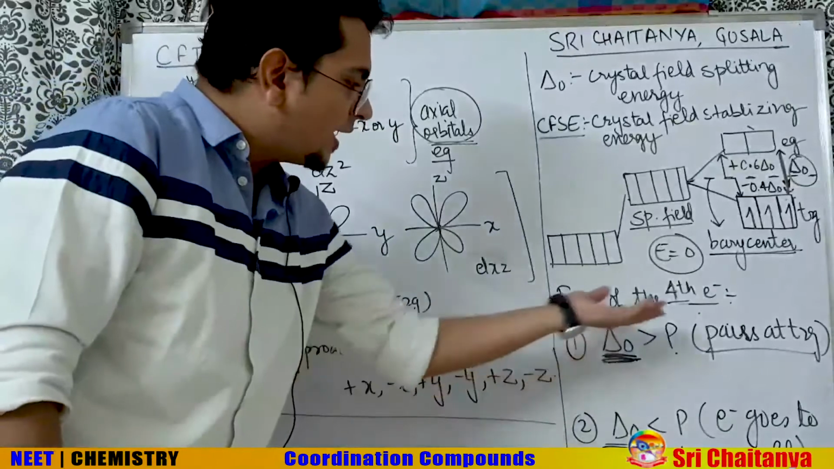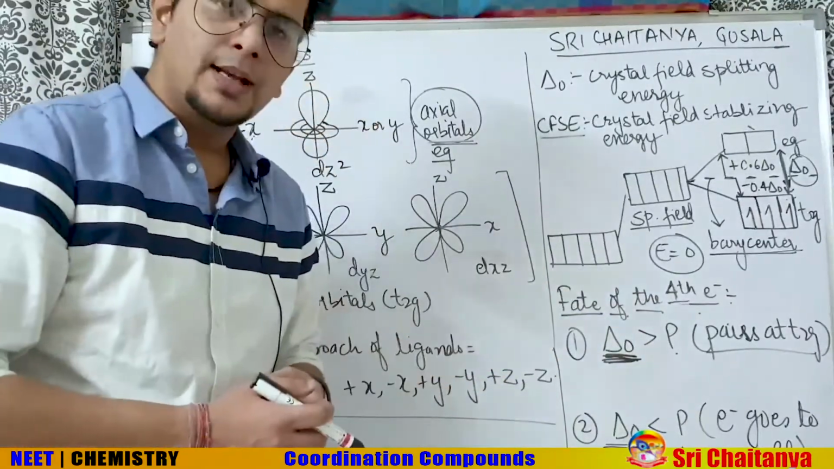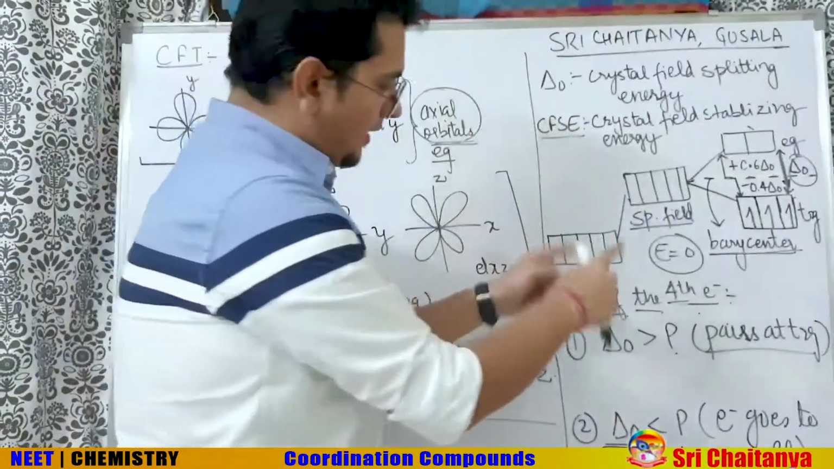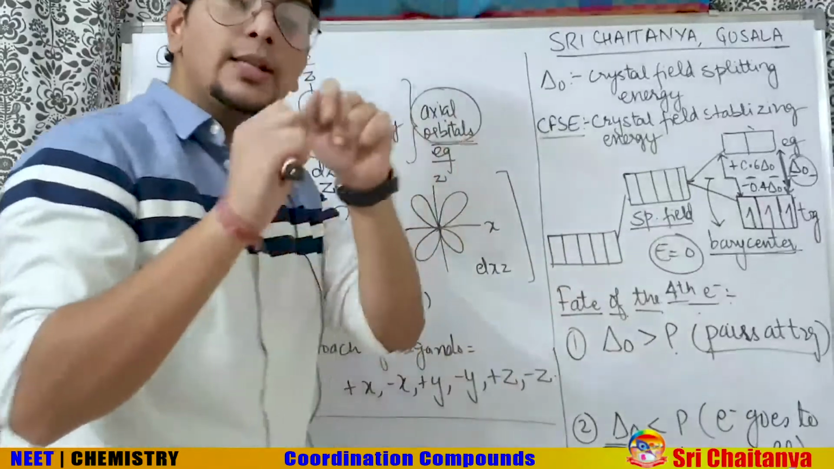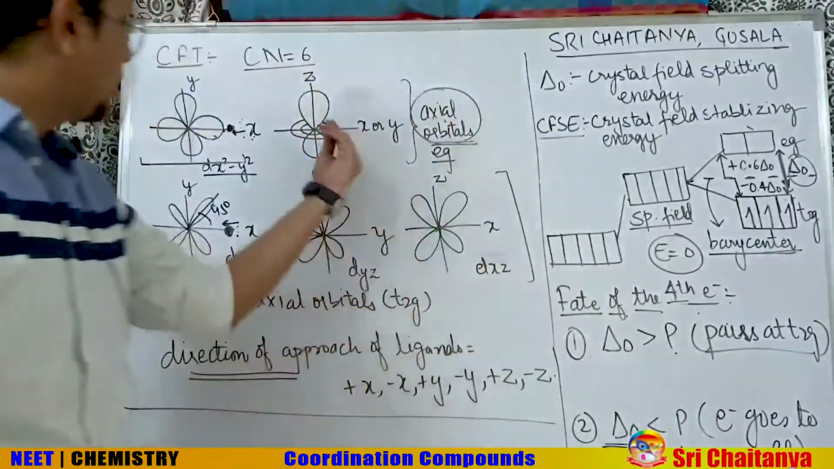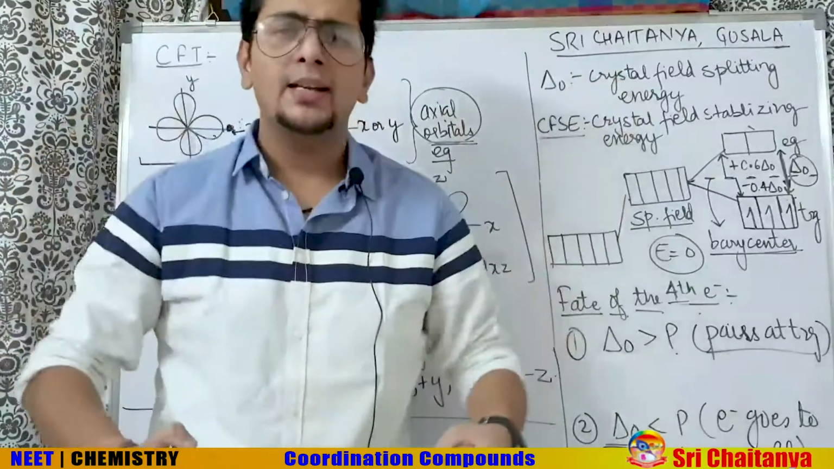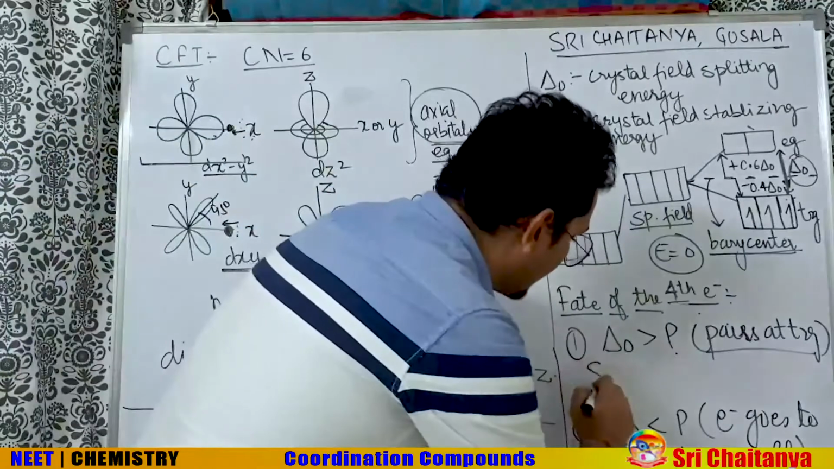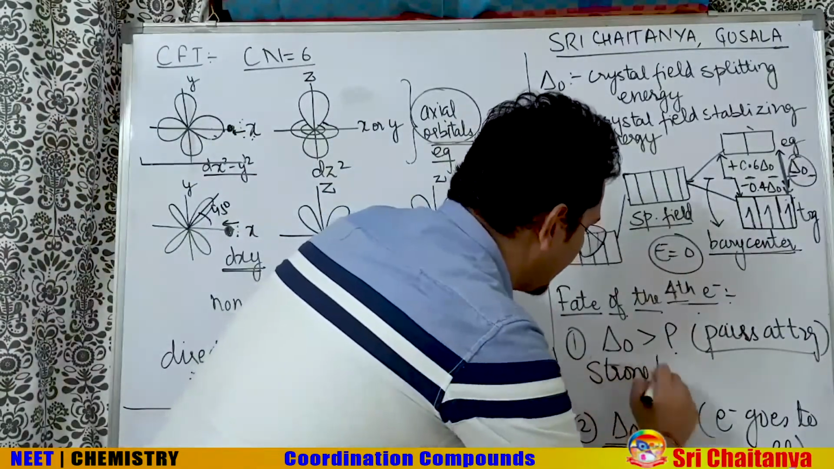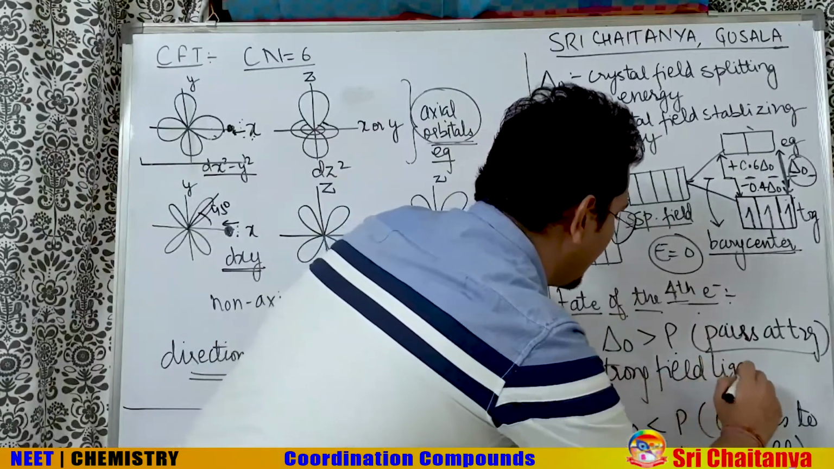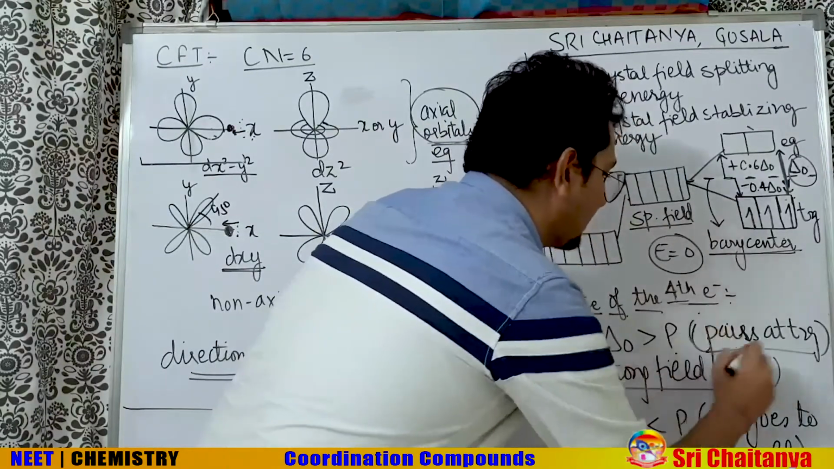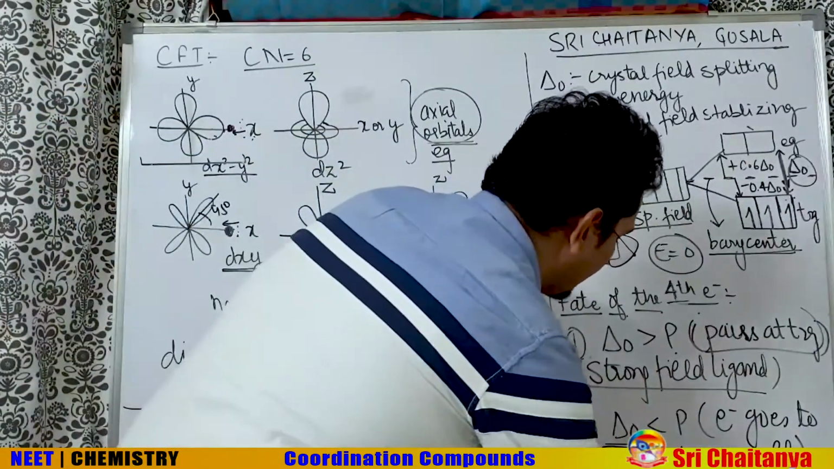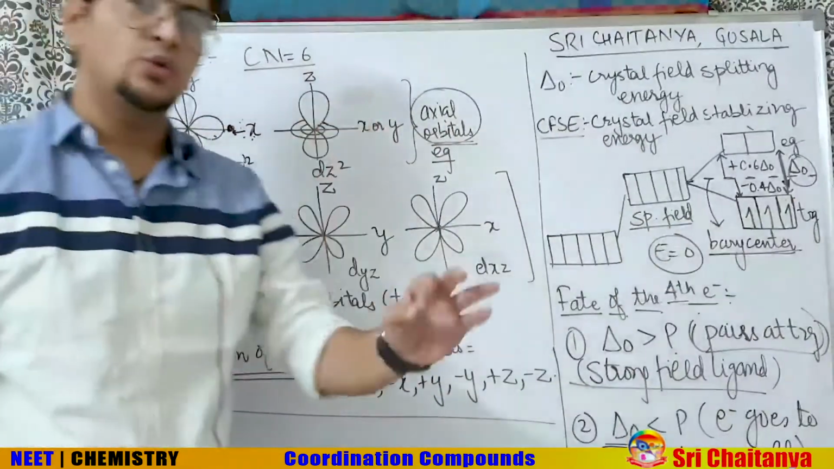So then in which condition will delta O be more, and in which condition will delta O be less? Simple yaar. As I said, if the splitting is more, then delta is more, na? Who is doing the splitting? Why did the splitting occur? Because the ligand came. So if a strong ligand came, it does huge repulsion, so the splitting will also be more, na? So if the ligand is a strong ligand, we can call it a strong field ligand. If we have a strong field ligand, what will happen? The 4th electron will pair at T2g, and if we have a weak field ligand, then the electron will not pair at T2g, he will go to Eg.